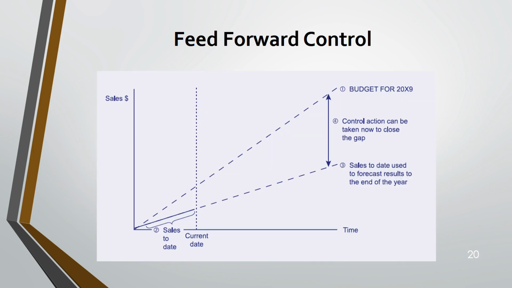Now feed forward control, this is how it looks. First line you can see budget for 2009, then sales to date is lower than that. So you see there's a gap between the sales forecast and budget for 2009. So you take action now to close this gap.